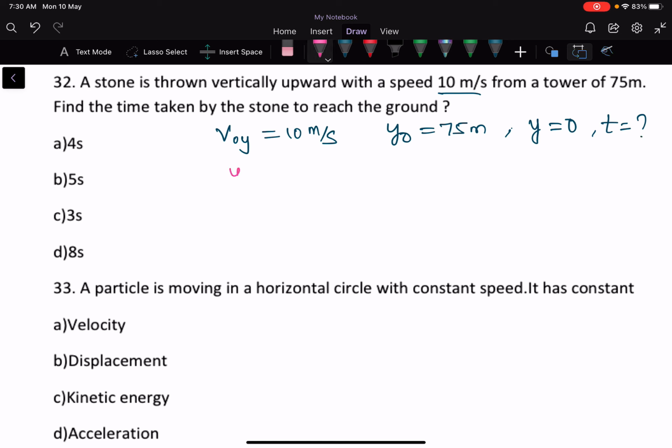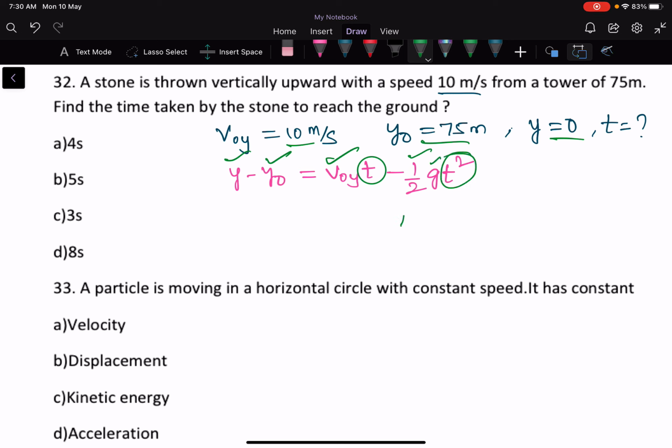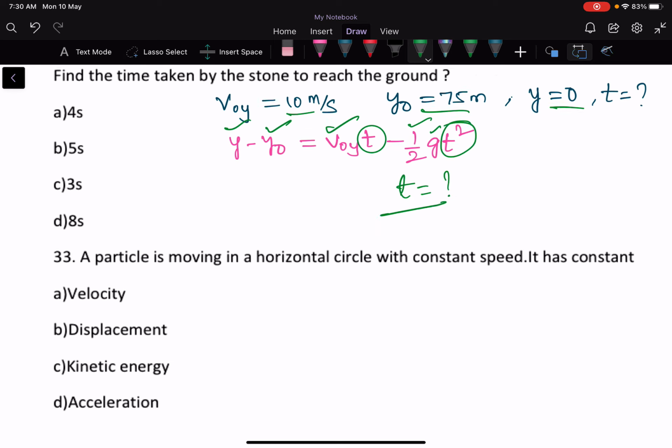So we use the second equation of motion, that is y minus y0 equal to v0y into t minus half g t square. We know y value is given, y0 is also given, v0y is given. We don't know t, half is half, g value, take it as 10. It is also known. So the unknown thing is time. So solve this equation to get the answer. Right.